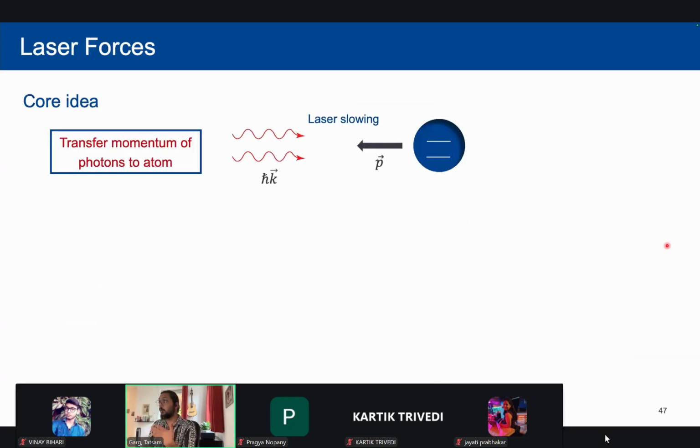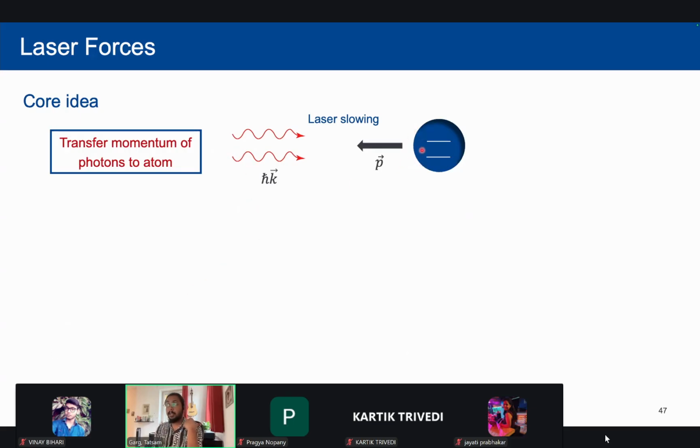Now, how do we do that? I told you I'm going to show you how to do this with lasers. The core idea is that a laser is just a source of monochromatic light, a source of coherent monochromatic light. Coherent doesn't matter right now. It's a source of light, so it can shoot photons at your particle, and photons carry momentum. What we want to do is transfer the momentum of the photon to the atom.